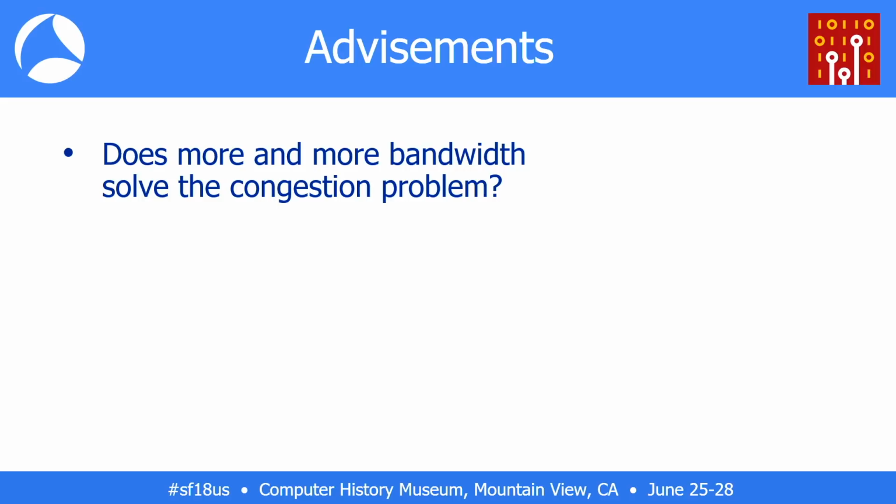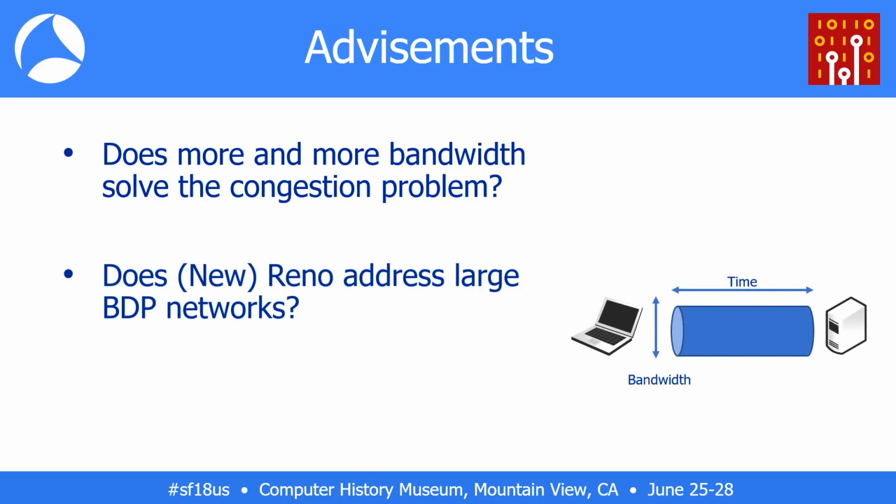Can we solve all the congestion problems with more bandwidth? What happens if we see something like this, which I call a large fat pipe, and maybe we also have some high latency in there? Imagine there's a 10 gigabit per second link across the Atlantic from Germany back to the East Coast. Can we actually work with algorithms like New Reno back in the days to fully max out that bandwidth that we have there? The answer is kind of no, and I'll show you why.